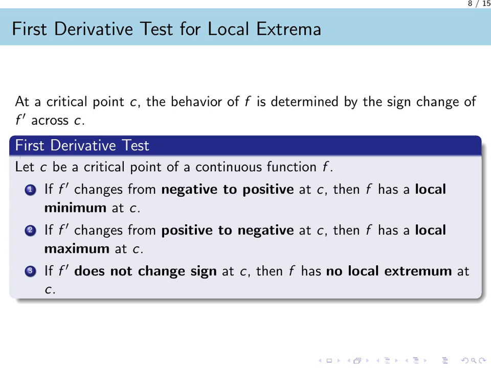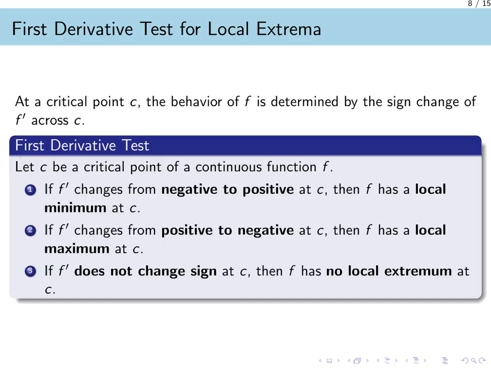We can now use the sign of the first derivative to find local maximums and minimums with a powerful tool called the first derivative test. This test works by looking at how the sign of the derivative, f prime, behaves as we move across a critical point, which we will call c. If f prime changes from negative to positive at c, it means the function was decreasing and then starts increasing, which creates a valley shape, giving us a local minimum. On the other hand, if f prime changes from positive to negative, the function was increasing and then starts decreasing, forming a peak, which is a local maximum.